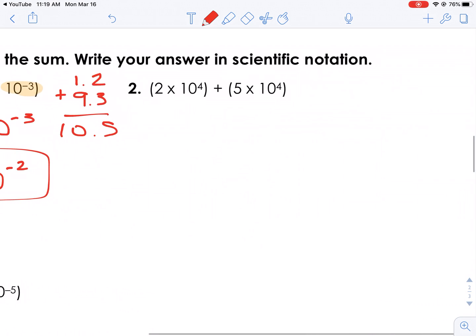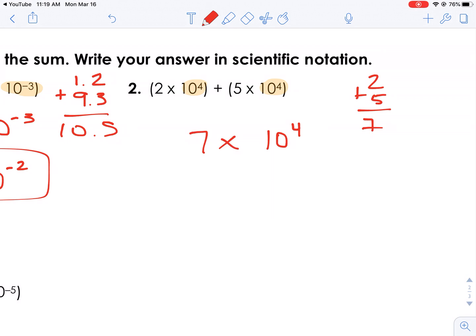Example 2, again, is a nice setup. We have 2 times 10 to the fourth plus 5 times 10 to the fourth. So they're both 10 to the fourths, so our answer is going to stay 10 to the fourth. And then we just need to add 2 plus 5, which is 7. So we get 7 times 10 to the fourth. This is already in scientific notation. We don't need to adjust it at all. So that is our answer.